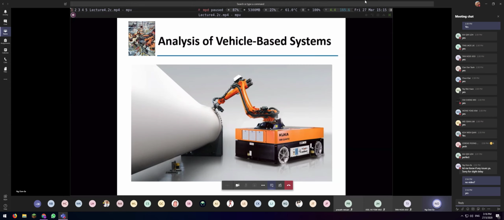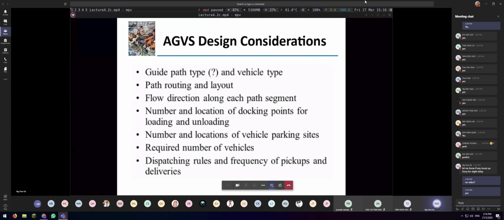Okay, so this section is on the analysis of vehicle-based systems. What are our considerations? Guide path type. Is it going to be a fixed path on the floor?